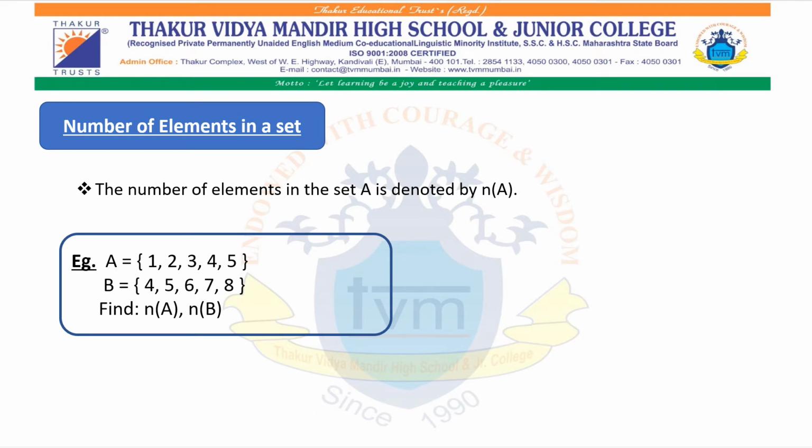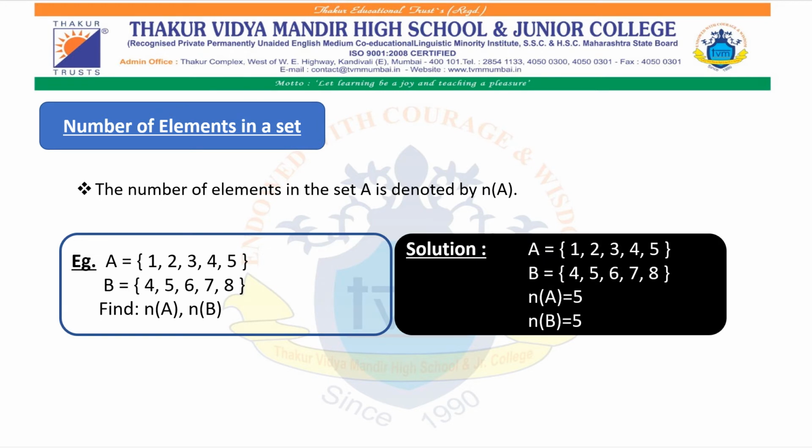In this example, they have given us two sets, set A and set B. The number of elements in set A is 5. Therefore, we will write n(A) = 5. In the same way, the number of elements in set B is also 5. Therefore, it will be written as n(B) = 5.